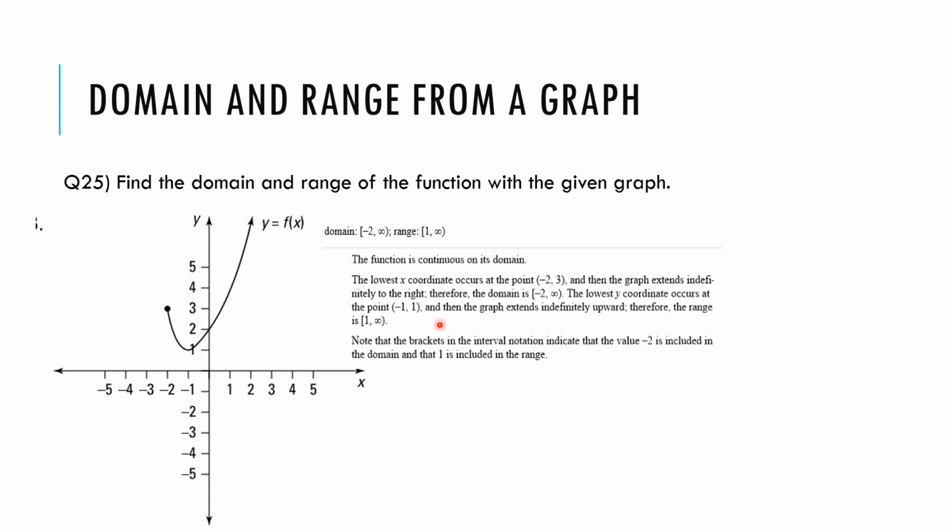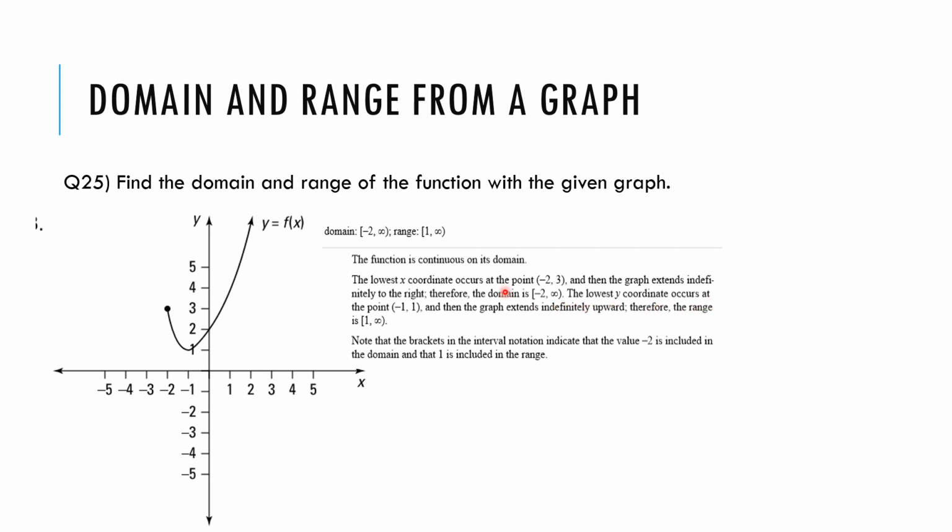Now find the domain and range of the function with a graph which is given over here. y is equal to 5x. The domain is minus 2 to infinity and the range is 1 to infinity. The function is continuous on its domain. The lowest x coordinate occurs at the point minus 2, 3. And then the graph extends indefinitely to the right. Therefore, the domain is minus 2 to infinity.